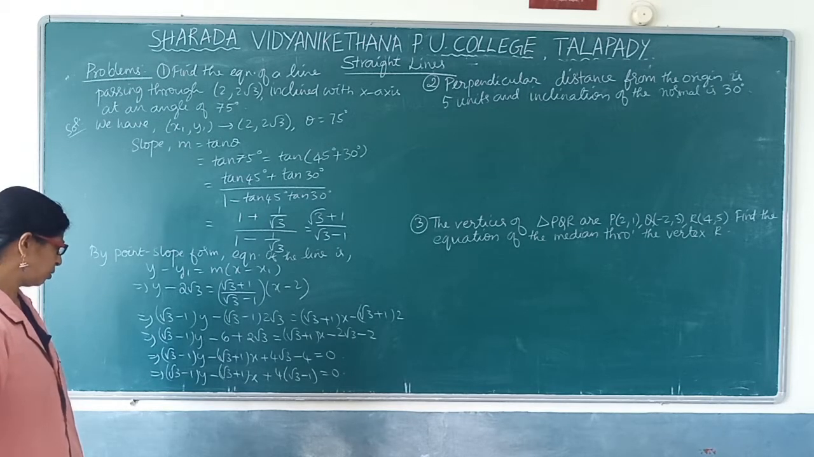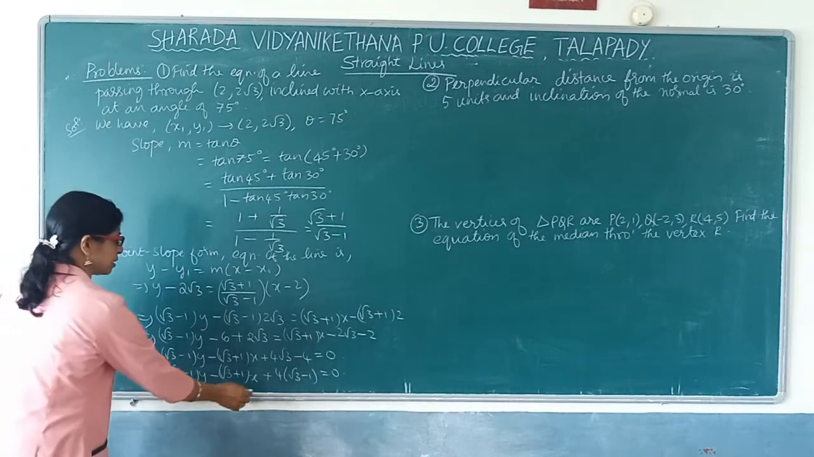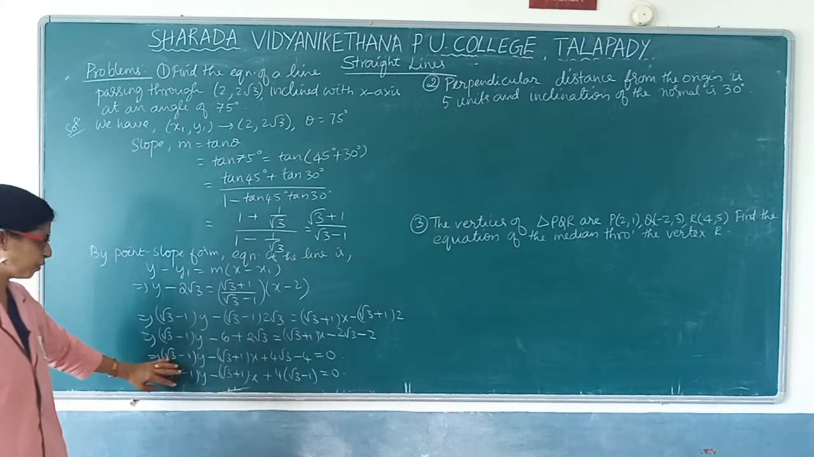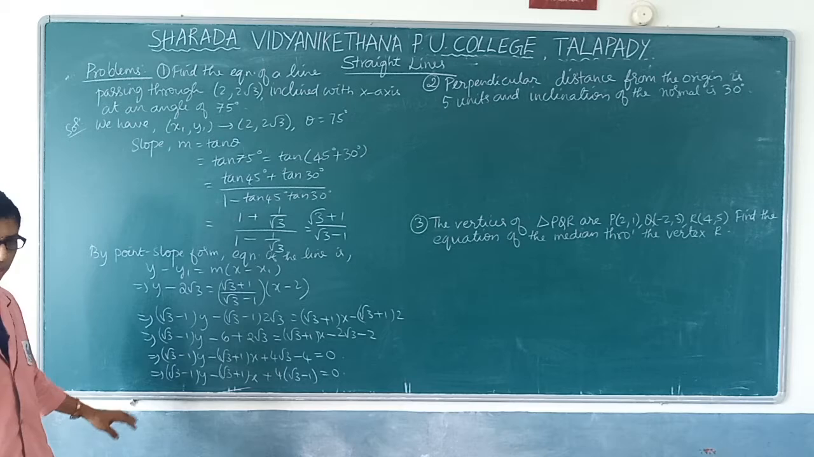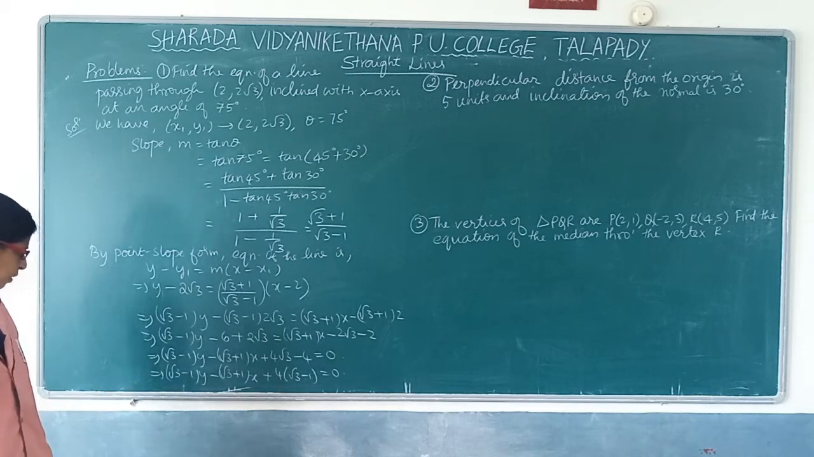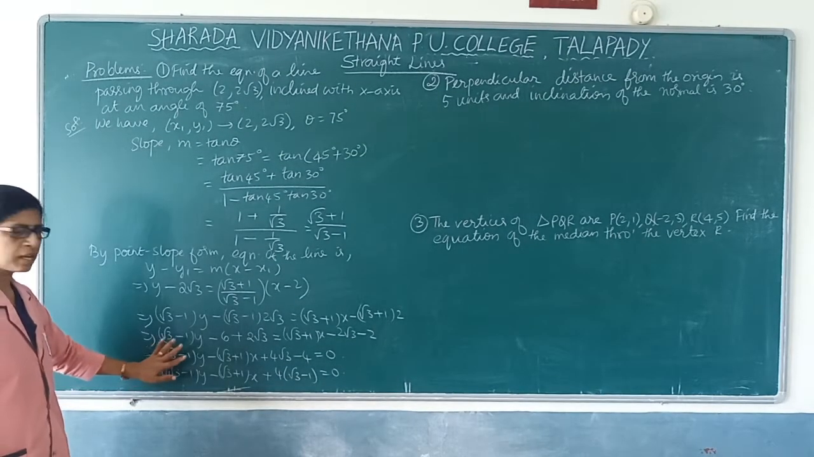I don't think you need to simplify further, we will keep it as it is, okay? Because there is no further simplification possible on this. Root 3 minus 1 of x minus root. So this is the equation of the line.